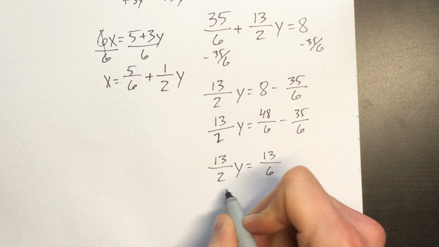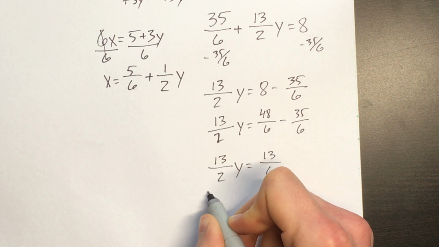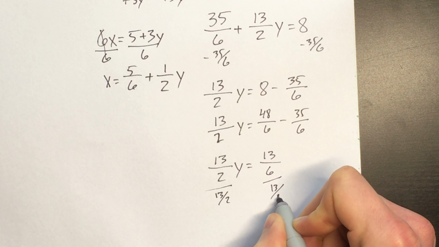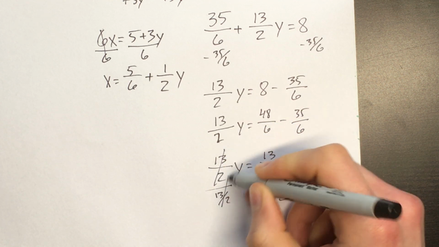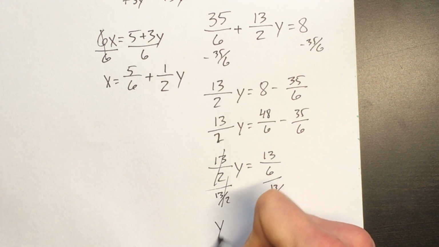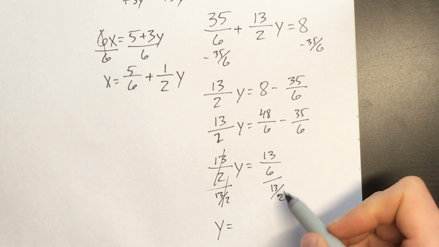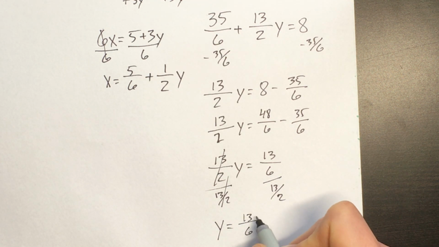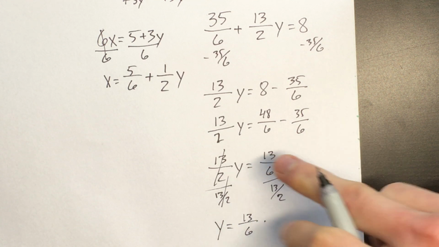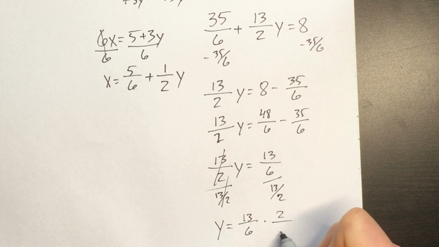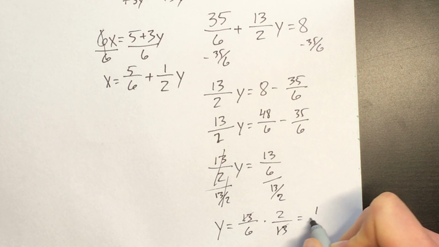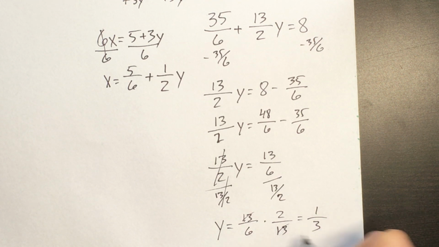Finally, to isolate my y, I can divide both sides by 13 over 2, so that this goes away and I have my y by itself. And we remember that to divide fractions, we flip the second and multiply. So it would be 13 over 6 times 2 over 13. The 13s cancel out, and you get 2 over 6, which is 1/3. So we know y is equal to 1/3.